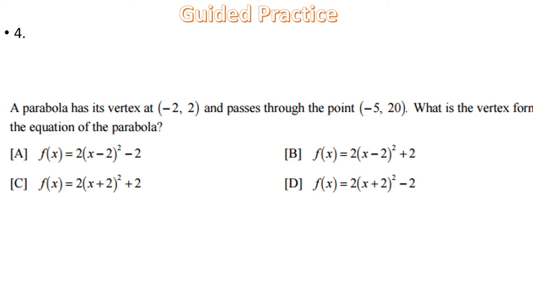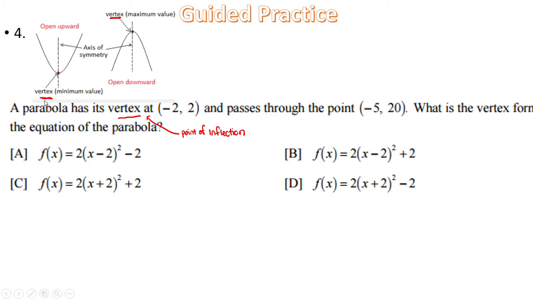Okay, next concept for today is talking about vertex. So vertex is considered a point of inflection. Way to illustrate that: the vertex, if you have a parabola going upwards, is the minimum value of the parabola. It's the absolute minimum value. The vertex, if you have a parabola going downwards, is the absolute maximum value. Okay, so this is a little bit easier to see with your picture.